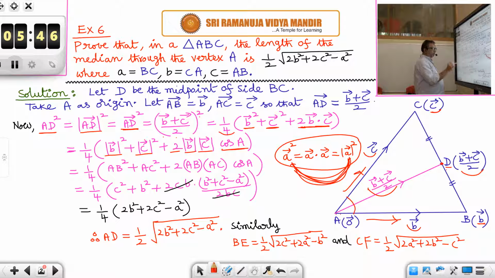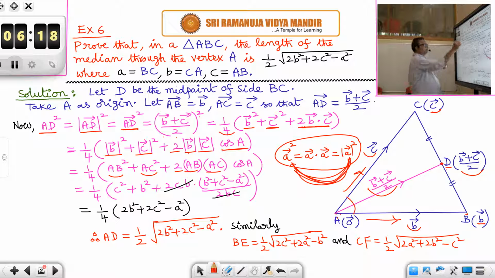So 1 by 4 into what is mod b bar? See the figure. Mod b bar is AB bar, is it not? So mod b bar square means AB square, length of the vector whole square. Similarly, mod c bar means c bar is AC bar, so mod c bar square means AC square. Similarly, same way here, 2 into mod b mod c, AB AC cos A.